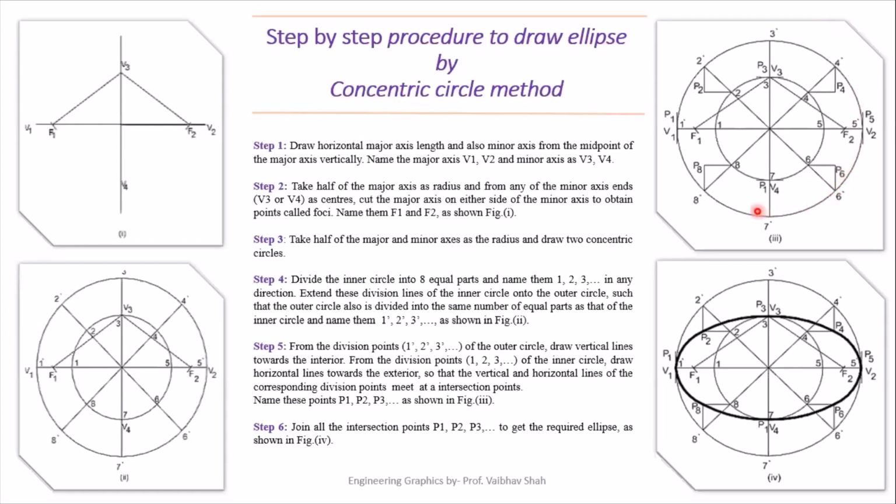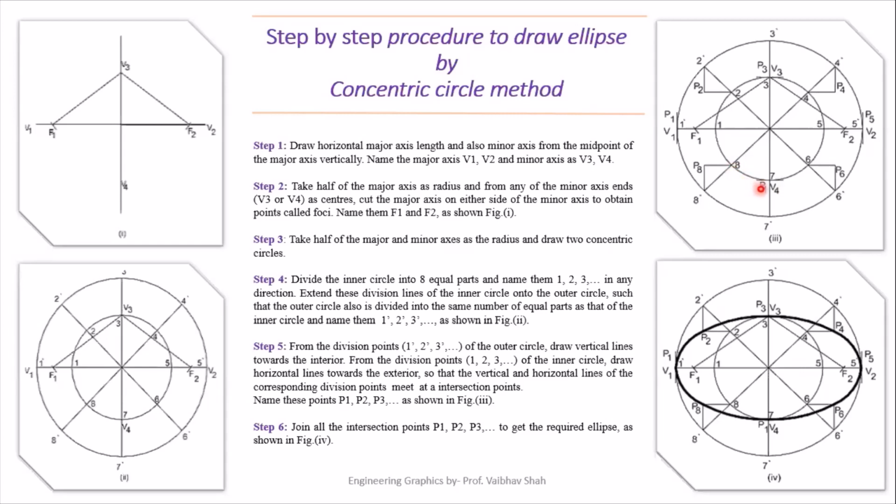As you can see, each point of the outer circle will have a vertical line drawn, except points 1, 5, 3, and 7. Why? Because these define your points: V1 and V2 define your major axis, and V3 and V4 define your minor axis.